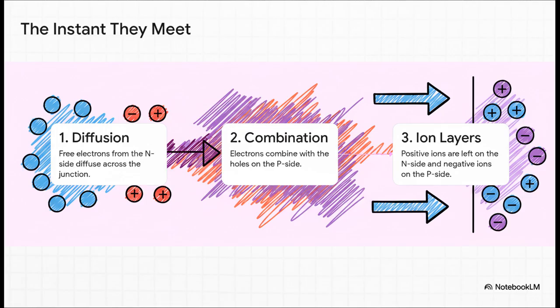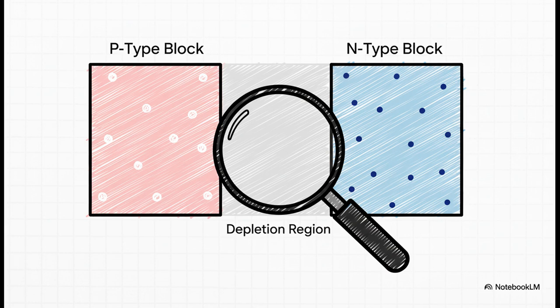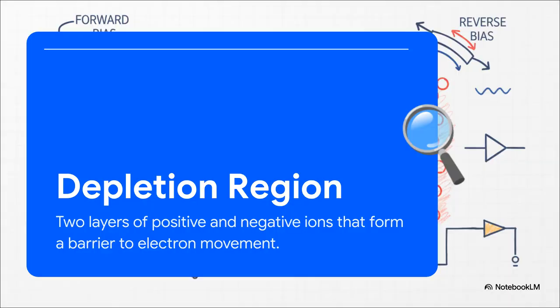But, and this is so important, this leaves something behind. The atoms on the N side that lost an electron are now positively charged, and the atoms on the P side that gained one are now negatively charged. And the end result of all this frantic activity? You get this thin little strip right at the junction that has no free electrons and no free holes. It's kind of like a neutral, no man's land for electricity. And this area has a name, of course. We call it the depletion region. Those layers of positive and negative ions create an electric field, and this field acts like a barrier, a force field really, that pushes back and stops any more electrons from trying to cross. The flow just stops dead in its tracks.